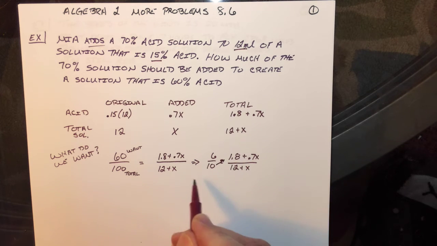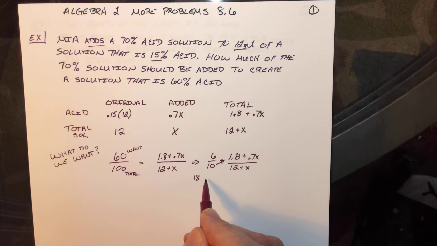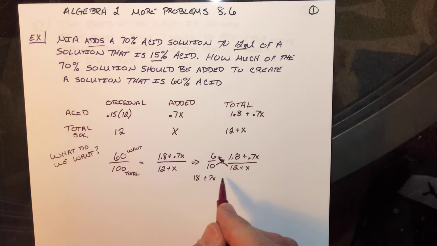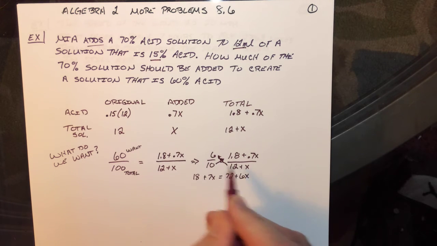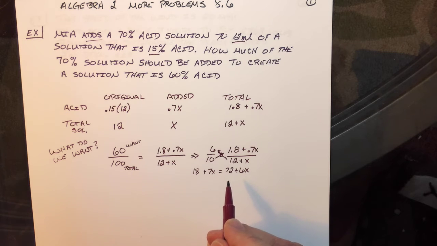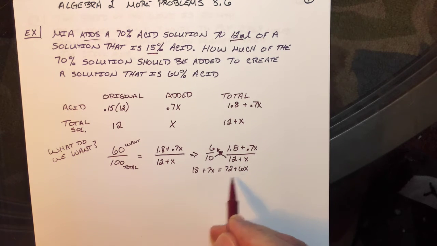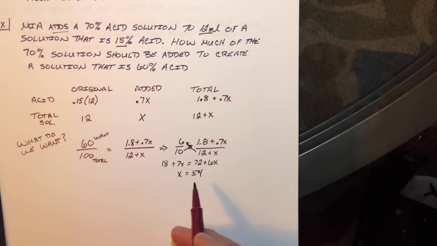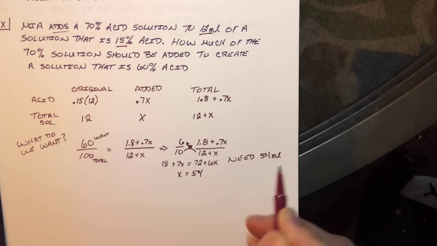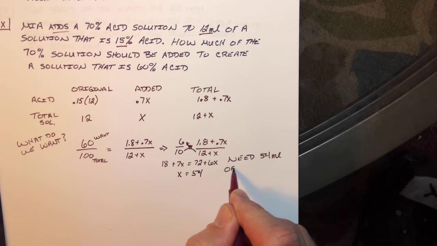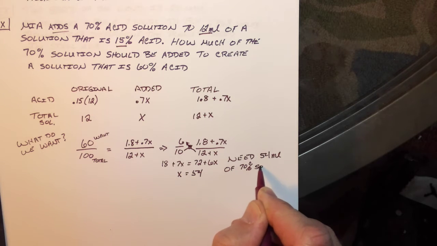So let's do our cross products. That's going to give us 18, and then don't forget there, plus 7x. Cross products there. Equal to 72 plus 6x. And again, I noticed that the decimal point will be gone with 10, so I didn't reduce it all the way down to 3/5. All right, so let's work. As we work through this, we can see that subtracting 6x from both sides will give us x here. Subtracting 18 from both sides will give us 54. So what's this mean? We need 54 milliliters of the 70% solution to be added.